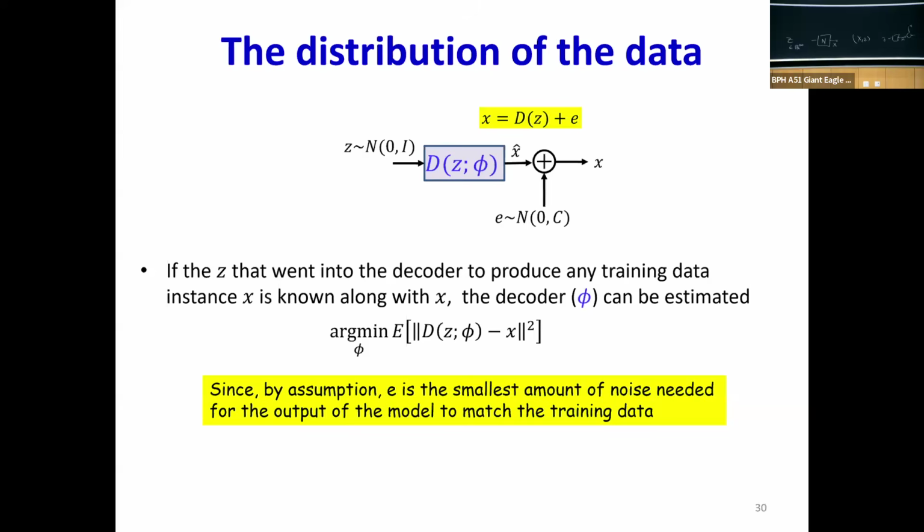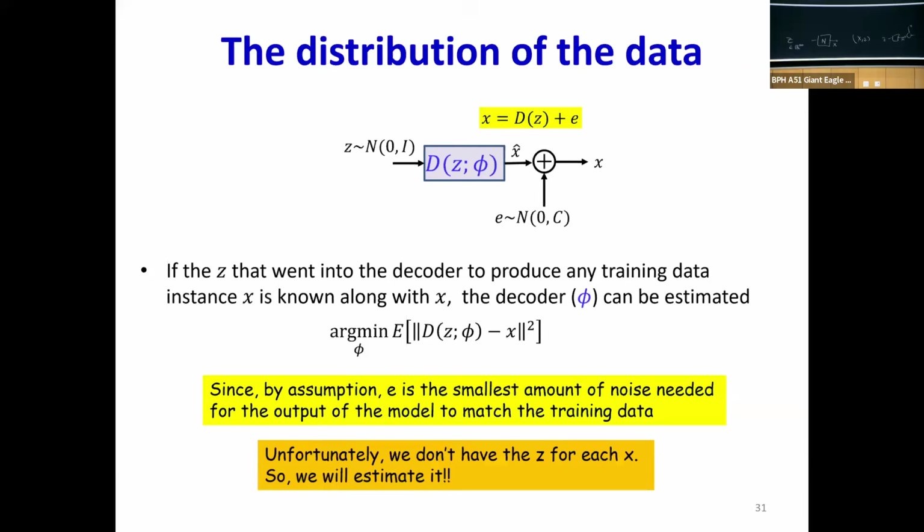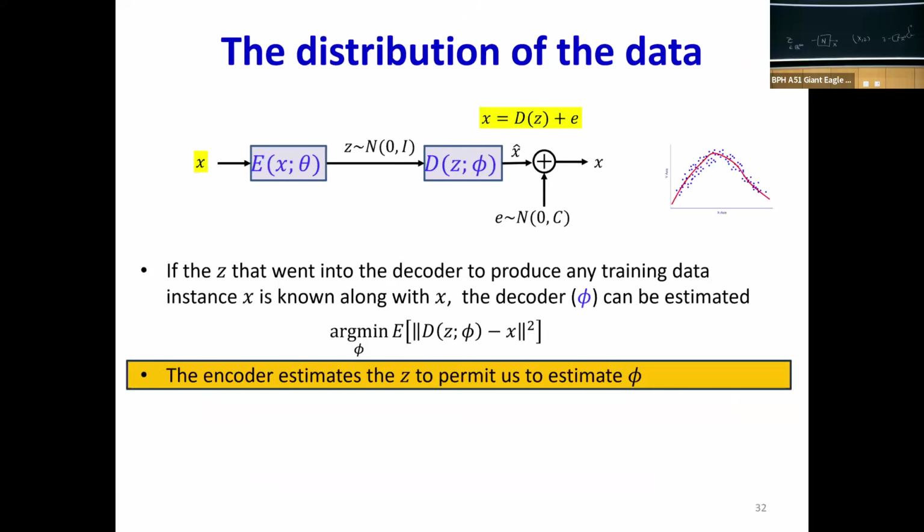Estimate it. I can guess it, right? And so we don't have Z, so we're going to guess the Z. And that guess for the Z is what comes from the encoder.